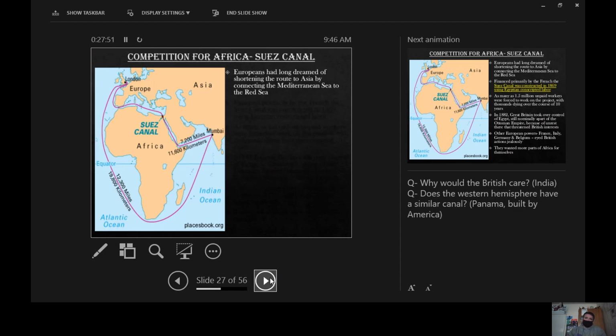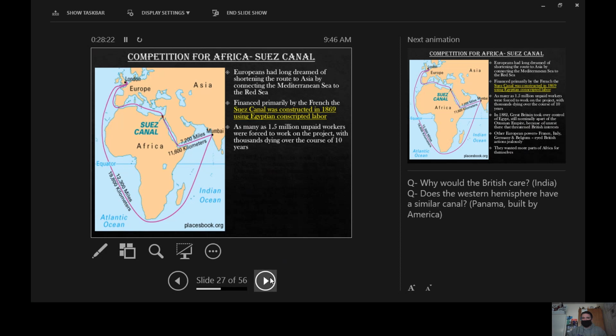One of the big things that starts the competition for Africa is the construction of the Suez Canal. Europeans had long dreamed of shortening the route to Asia by connecting the Mediterranean Sea to the Red Sea. Financed primarily by the French, the Suez Canal was constructed in 1869 using Egyptian conscripted labor. As many as 1.5 million unpaid workers were forced to work on the project, with thousands dying over the course of 10 years. In 1882, Great Britain took control over Egypt, still nominally a part of the Ottoman Empire, because of unrest there that threatened British interests.